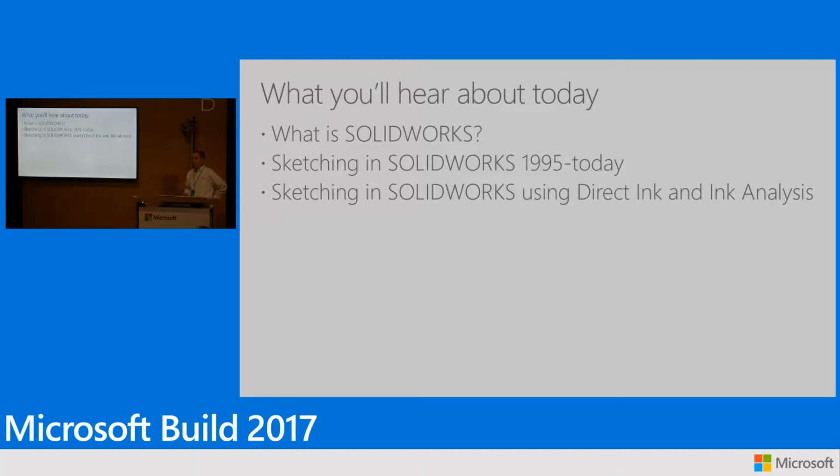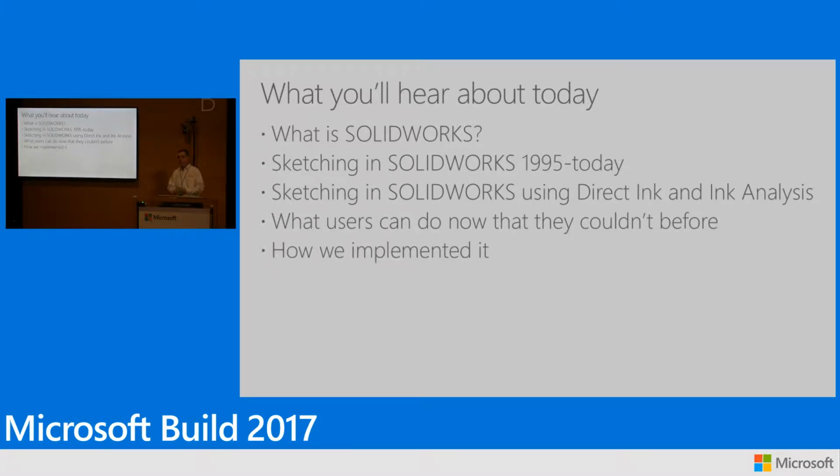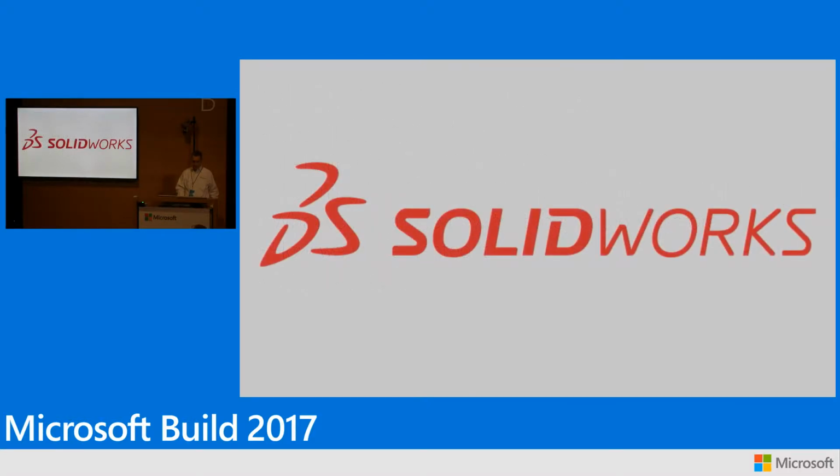We're going to do a little demo of how we're using direct ink and ink analysis on top of that sketch now, so that we can use the pen and touch in SolidWorks. What users can do now that they couldn't do before, how we implemented it, so there'll be a little bit about what calls we're using, what APIs we're using, and how we structured that, and how easy it was to bring it in and layer it on top of our existing app.